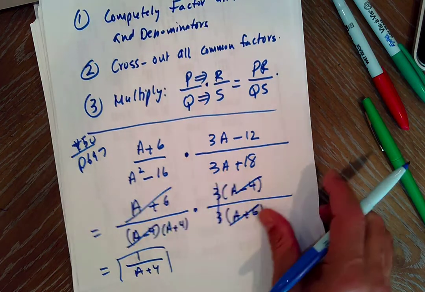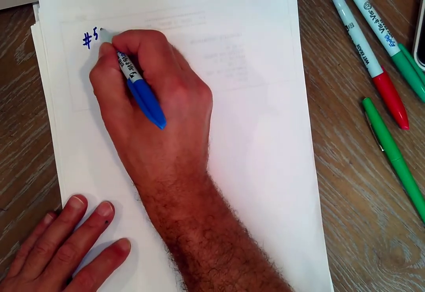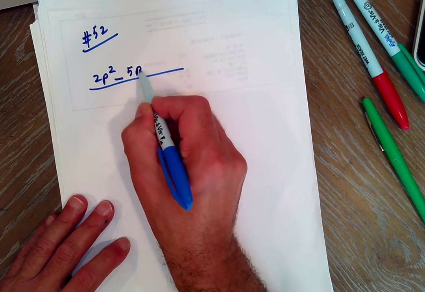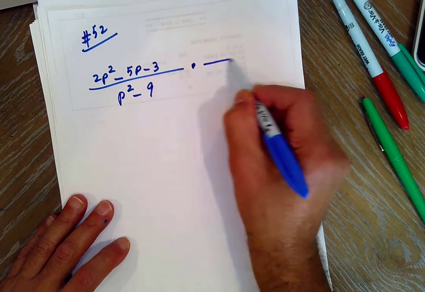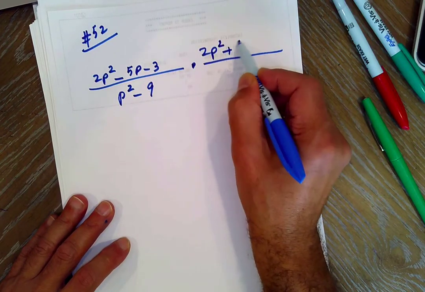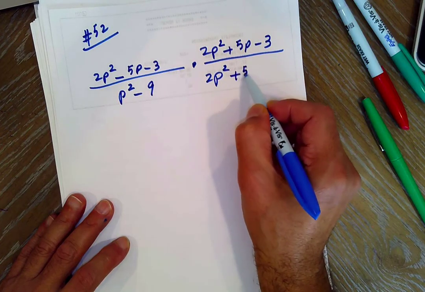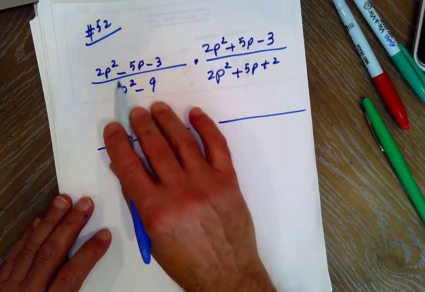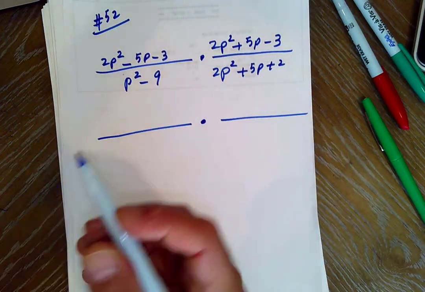All right, 52 from page 697. 2p squared minus 5p minus 3 over p squared minus 9 times 2p squared plus 5p minus 3 over p squared plus 5p plus 6. So factoring general trinomials, remember we did this by grouping. If you forgot, go back to the handout and brush up on this.